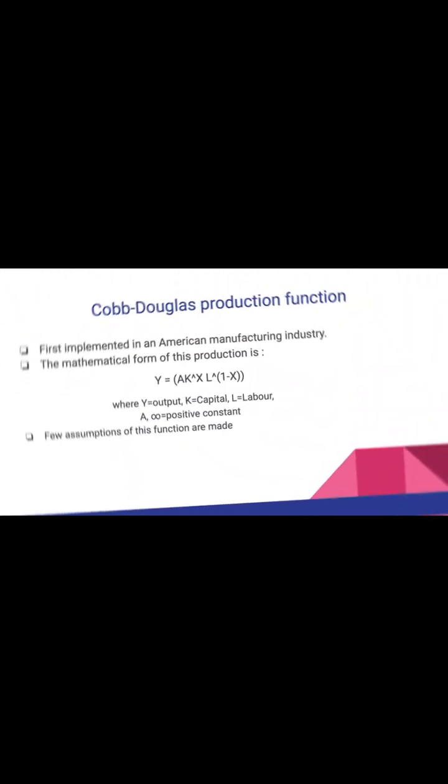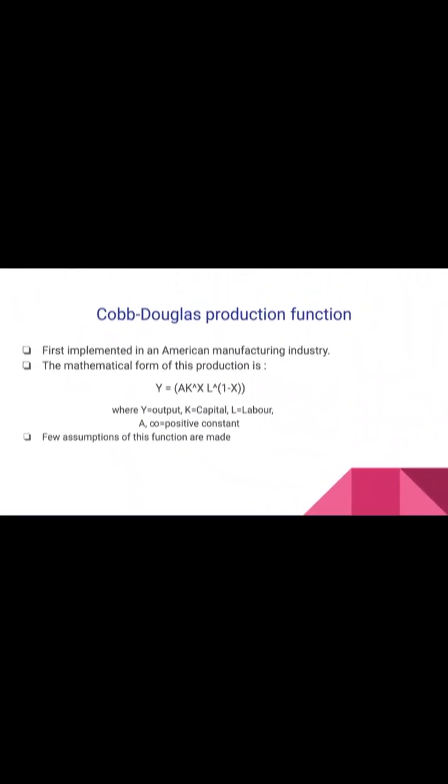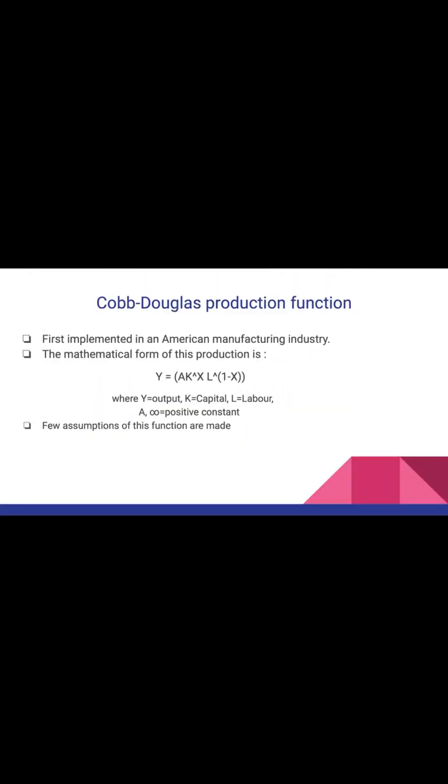Now given here is the Cobb-Douglas production function. It was first implemented in an American manufacturing industry. The mathematical form of this production is Y = A K^x L^(1-x), where Y is output, K is capital, L is labor, and A is a positive constant.